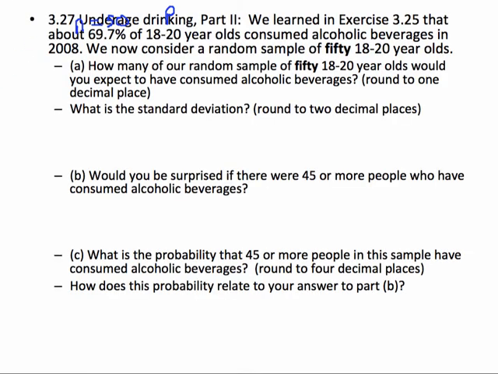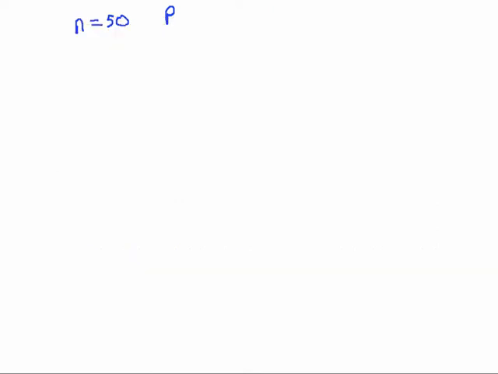So here we're given that n was equal to 50, and the probability of success, p. What was the probability of success again? Let's remind ourselves real quick. It was 69.7%, okay? So that's 0.697. So 0.697 is our probability of success.